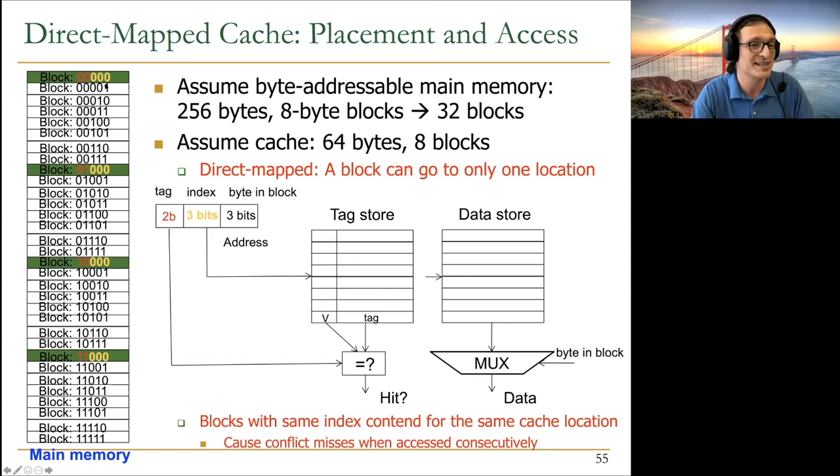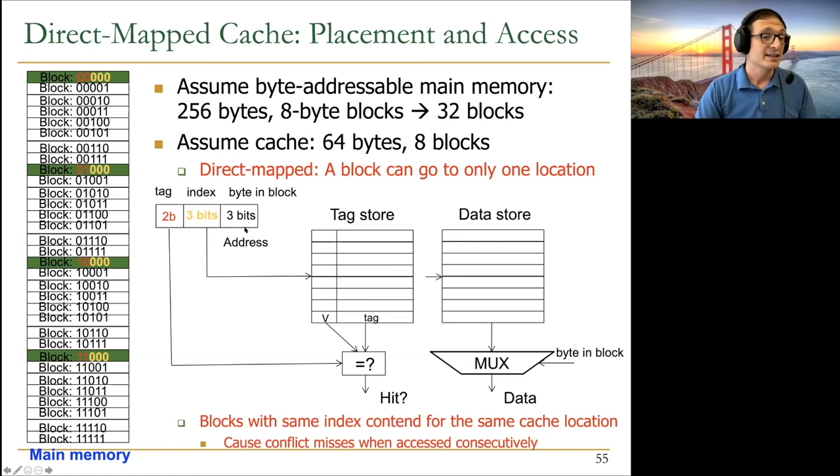So let's take a look at this example. There's a reason why I colored blocks green over here. Block 0, block 8, block 16, block 24, they all happen to have the same index bits, 0, 0, 0. And they all map to the index 0, 0, 0 in the tag store and the data store, which means that only one of them can be in the cache at a given time. Because there's no other way you can place any of these blocks into the cache, because of the mapping function that I showed you over here, right?